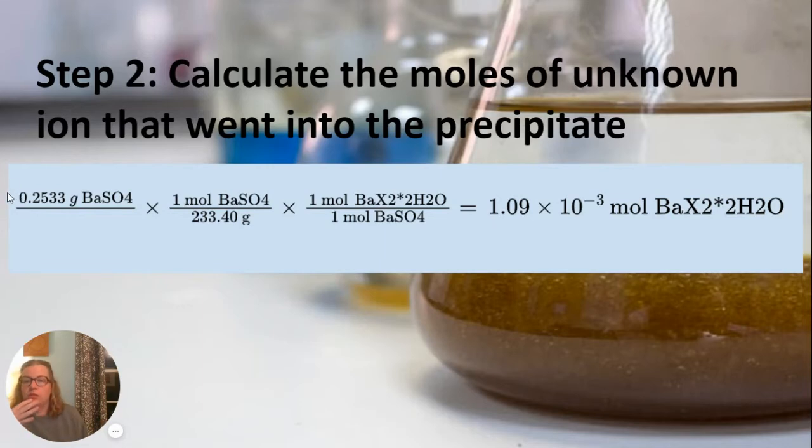So if we think about starting off, we collected 0.2533 grams of barium sulfate to begin with. If I convert that to moles, and then I use my mole ratio, it's 1 mole of barium sulfate to 1 mole of our unknown. It tells me that 1.09 times 10 to the -3 moles of this unknown substance here caused this precipitate at the beginning. Okay? So if we do the reverse stoichiometry, this amount of precipitate was caused by this many moles of the barium halide compound. So that's what we got to do first, always with all of these.